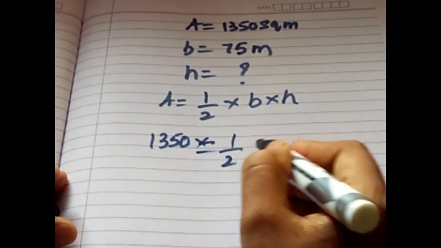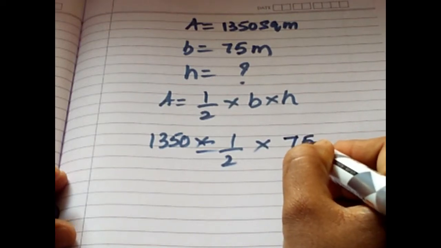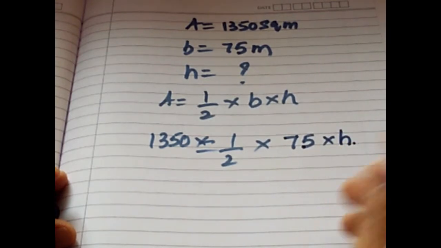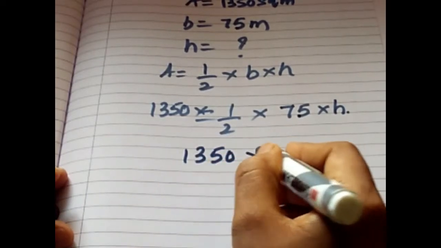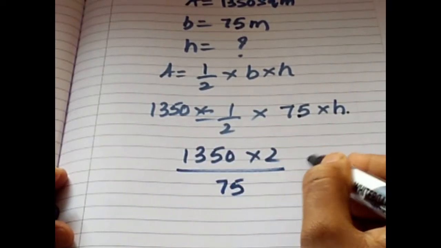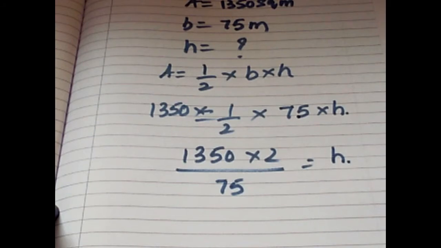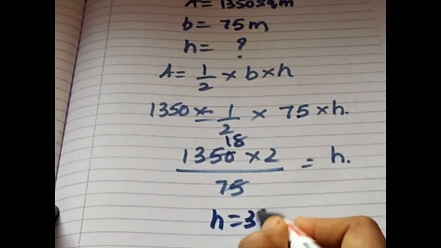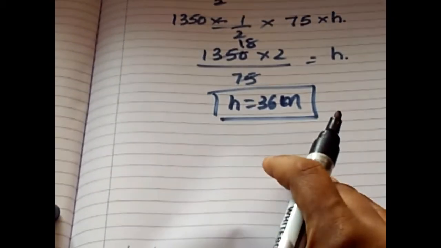1350 is equal to half into base 75 into height, and I need to find the height. So just cross multiply. 1350 into 2 by 75 is equal to height. Find out how many times 75 you can divide 1350. It is 18 times. 18 2s are 36. So height is 36 meter. Sub question 2 is solved.